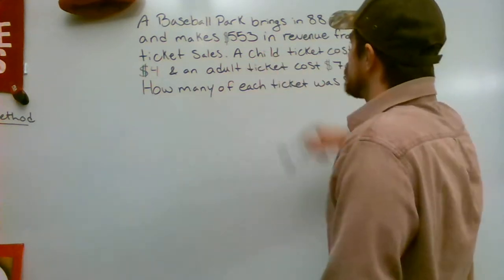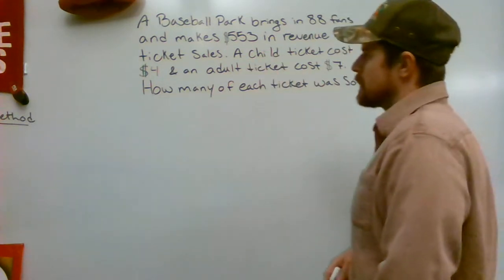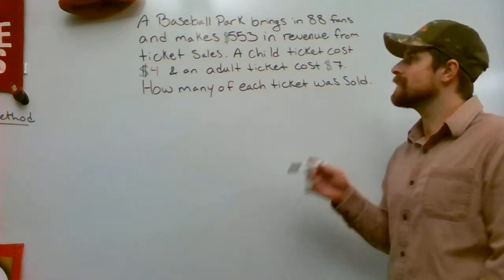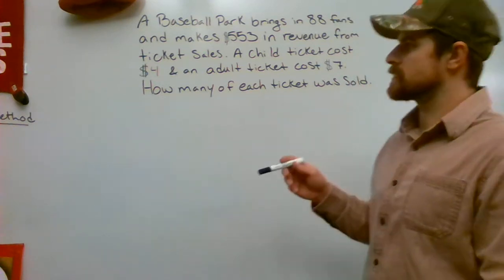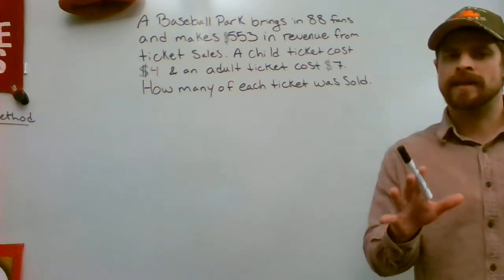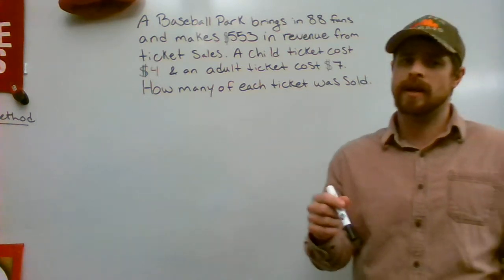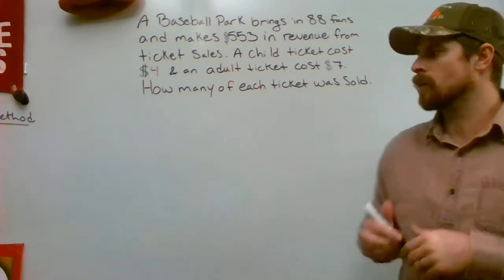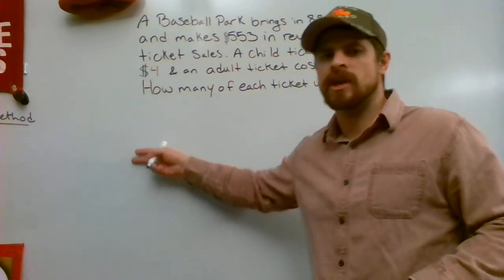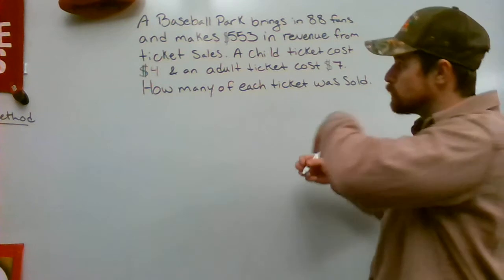A baseball park brings in 88 fans and makes $553 in revenue from ticket sales. Okay, I would stop right then and there, just like I would in most word problems. I'm not going to read the whole thing right off the bat. I'm going to take in what I know. Okay, I might jot down some notes over here of what I've just read.